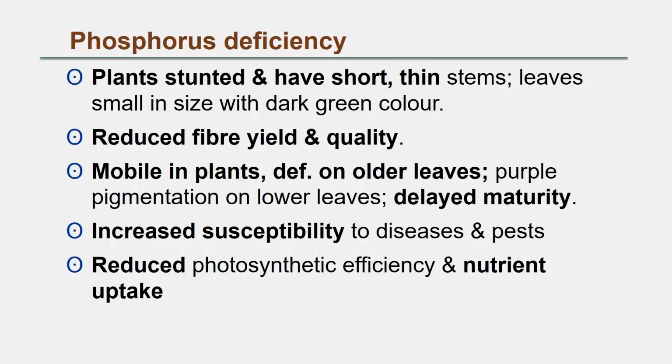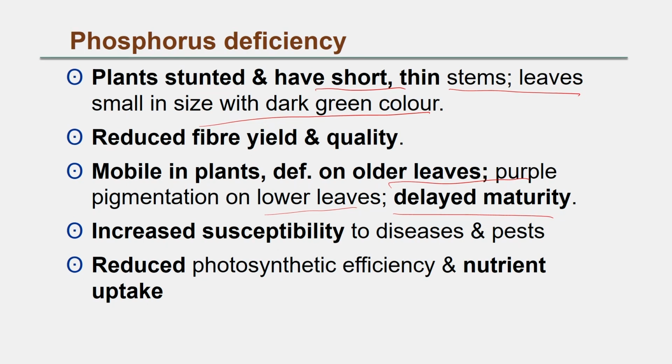So let us check what are the deficiency symptoms of phosphorus. Plants are stunted and have short, thin stems, leaves small in size with dark green color. Here, an interesting fact is that deficiency of phosphorus results in darker green color and deficiency of nitrogen in pale green color. So quite contrasting deficiency symptoms. And reduced fiber and yield quality due to phosphorus deficiency. It is mobile in plants, so deficiency shows on older leaves, purple pigmentation on lower leaves, and delayed maturity.